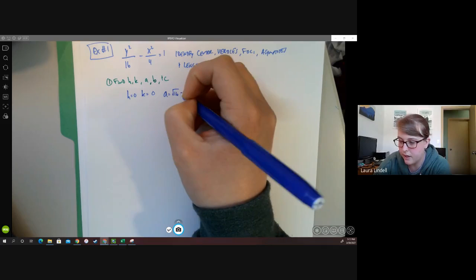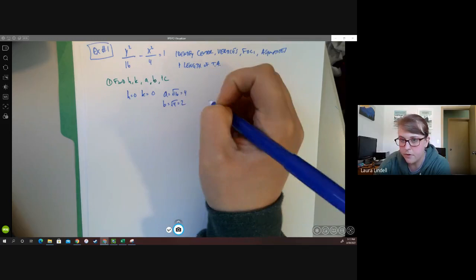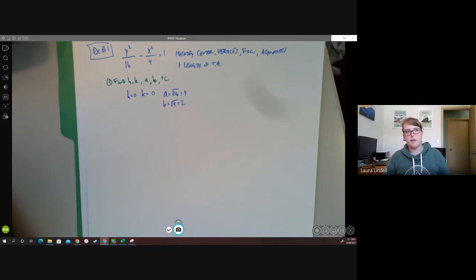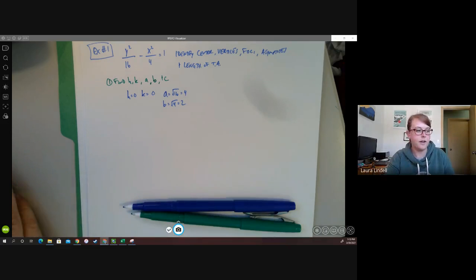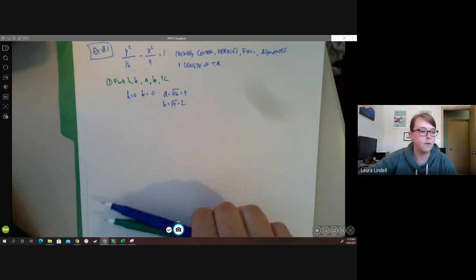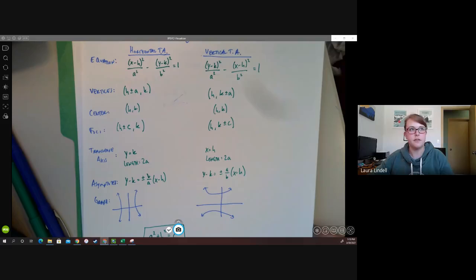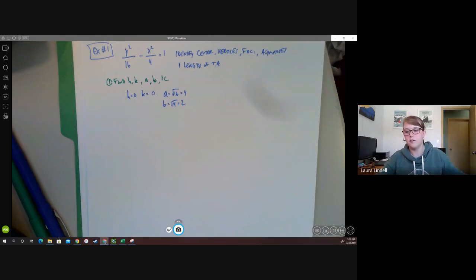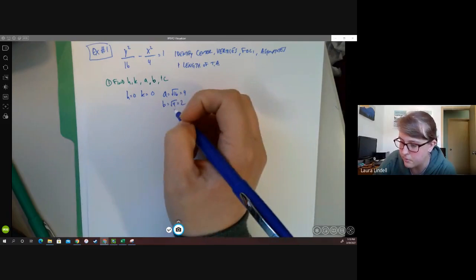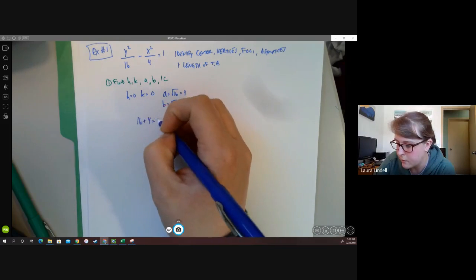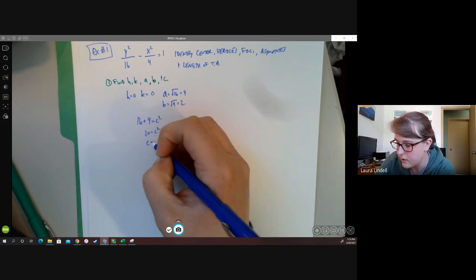So a is the square root of 16, which is 4. B is the square root of 4, which is 2. And no, a is not always under x. It's a is with whichever one comes first. Okay, so once we have that, then we can identify all of these other pieces. So things like the vertices, the center, the foci. So take a moment here, since we've got all of our equations, go ahead and find the vertices, the center, the foci. We do have to find c as well, but a squared plus b squared equals c squared, so 16 plus 4 equals c squared. So c is the square root of 20.